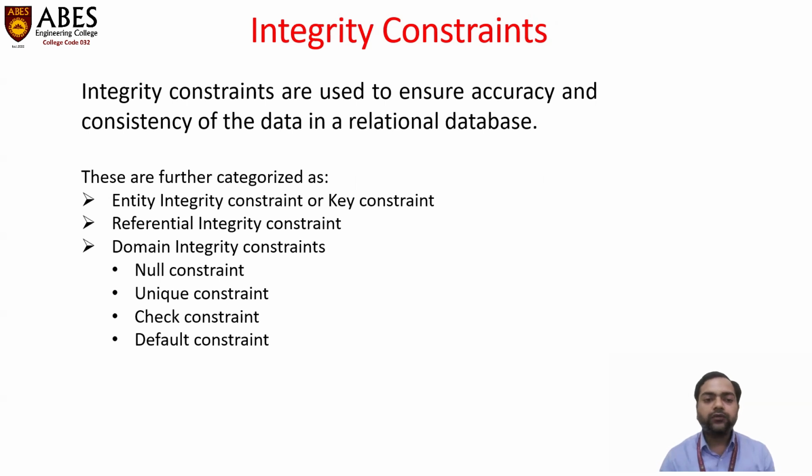These constraints are used to provide accuracy and consistency. In a relational database, accuracy and consistency are major parameters which have to be properly ensured to improve the quality of the database, right? Now, integrity constraints are further categorized into different kinds of constraints. First, we have entity integrity constraints or key constraints. Secondly, we have referential integrity constraints. And thirdly, we have domain integrity constraints. So we'll discuss one by one.